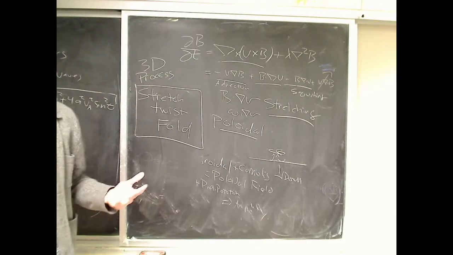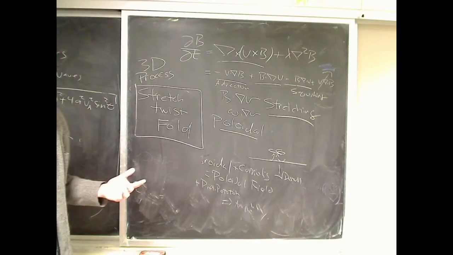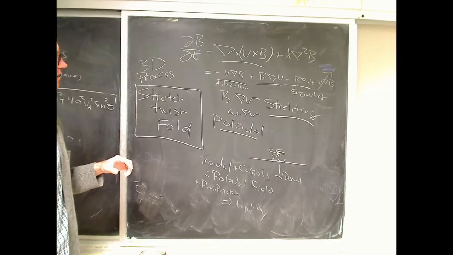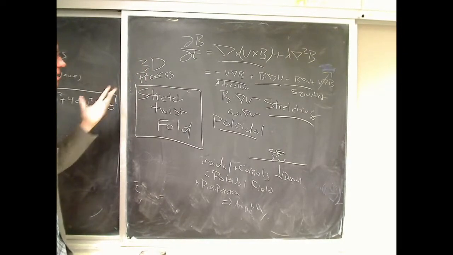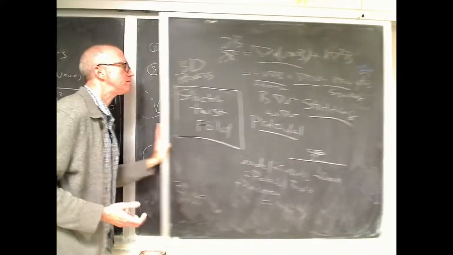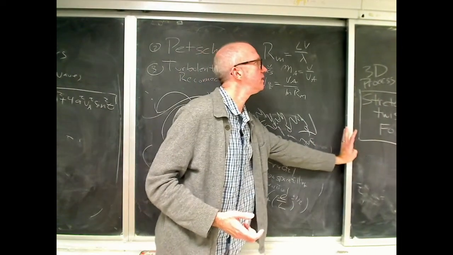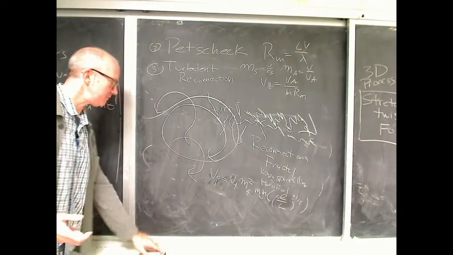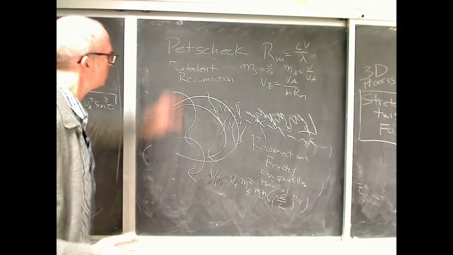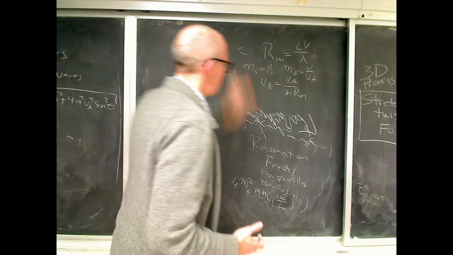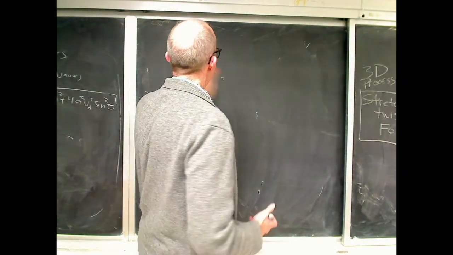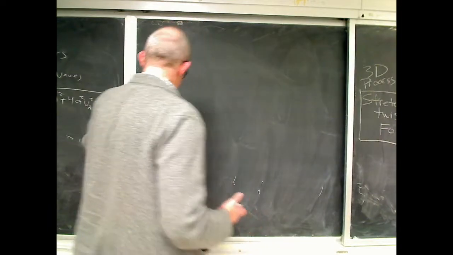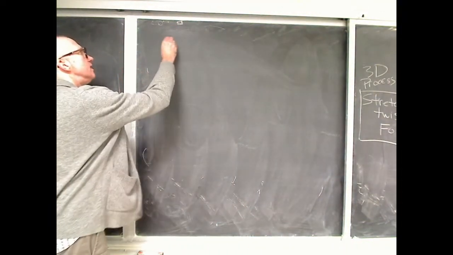I'm going to show you. Should I do it now? Yeah, I'll do it now. It turns out if it's not fully three-dimensional, then it doesn't work. So I'm going to show you a cartoon of something that doesn't work. And this is important. This is called Cowling's anti-dynamo theorem.